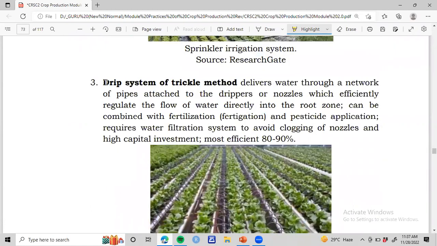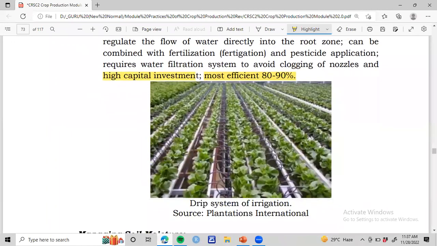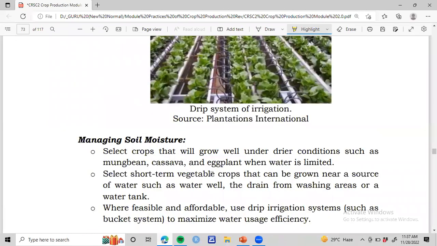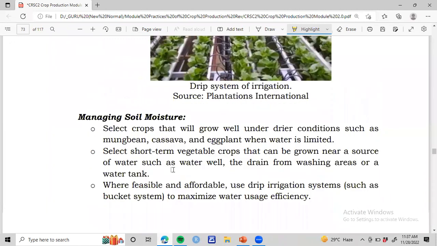And then, the drip system or the trickle method delivers water through a network of pipes attached to the drippers, and it is the most efficient with 80 to 90% efficiency. However, it requires a water infiltration system and a very high capital investment because the installation of those pipes is very, very mahal, okay, expensive.